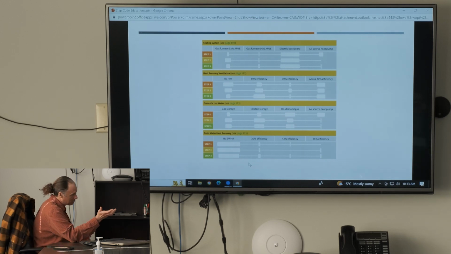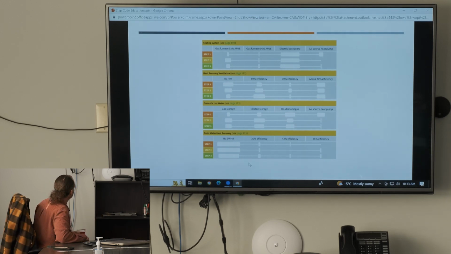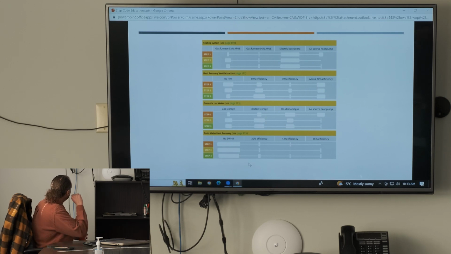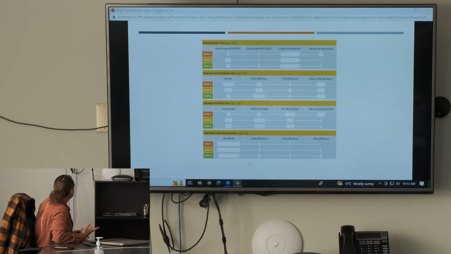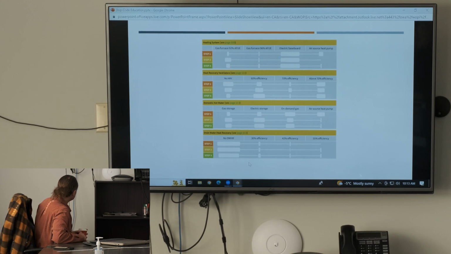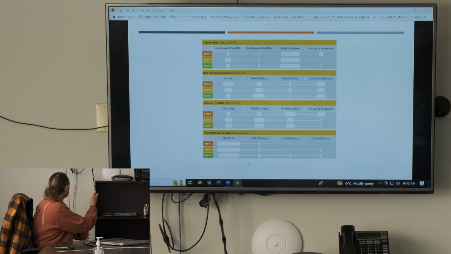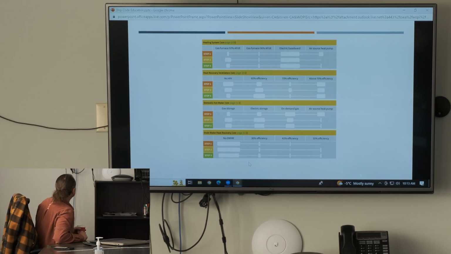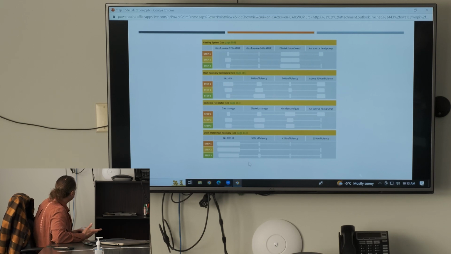So this is another table that can be found in the Builder Guide web tool that shows how you can reach different steps using a heating system: gas furnaces, electric baseboard, air source heat pumps, and with or without drain water heat recovery, gas storage, electric storage, on-demand gas, all the different types, and what different steps you can meet using those systems.